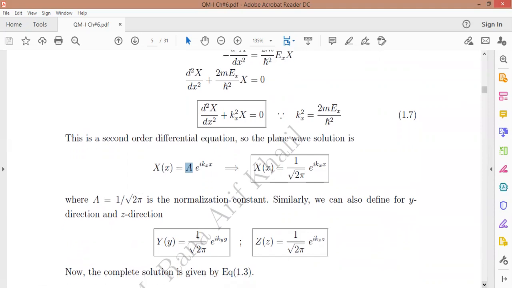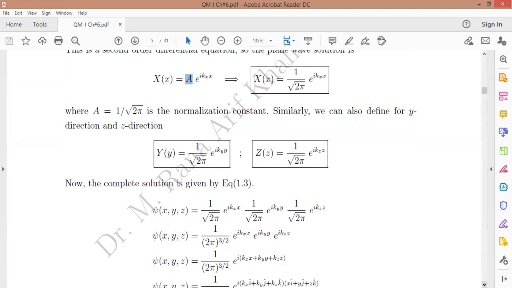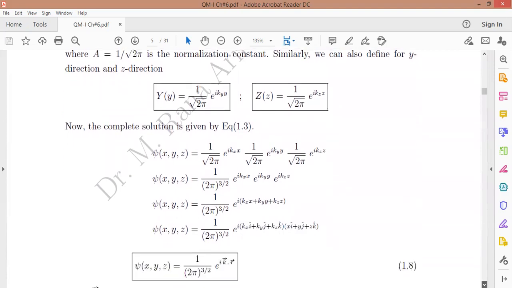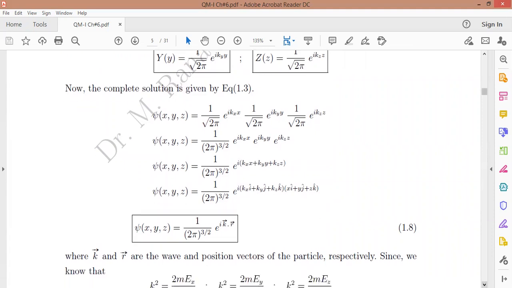If we add all these things in three coordinates, then psi(x, y, z) is equal to 1 over square root of 2 pi, e to the power i kx x, times 1 over square root of 2 pi, e to the power i ky y, times 1 over square root of 2 pi, e to the power i kz z, and multiply just these square roots. We have this vector, and at the end we have this type of relation. This is similar to the plane wave solution. And we can write here in terms of k and r. K is some wave vector, and r is representing the position of this particle, which is in three dimensions.